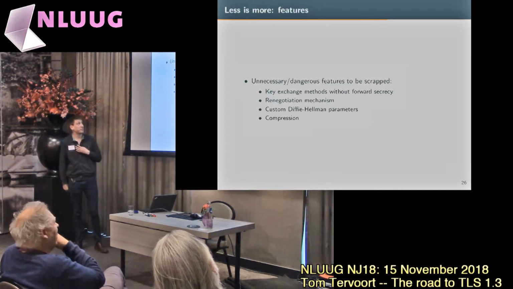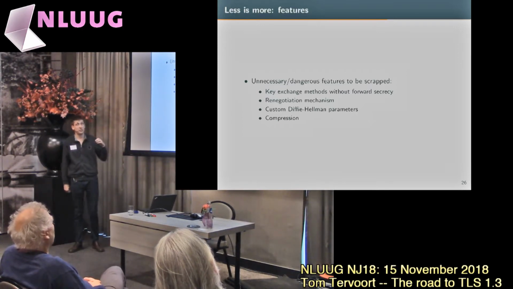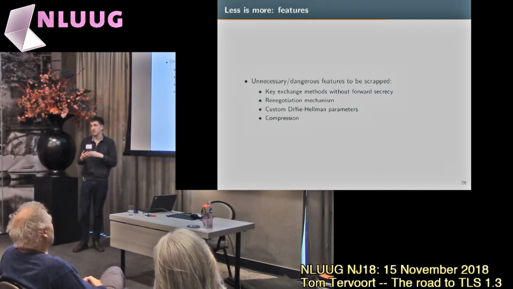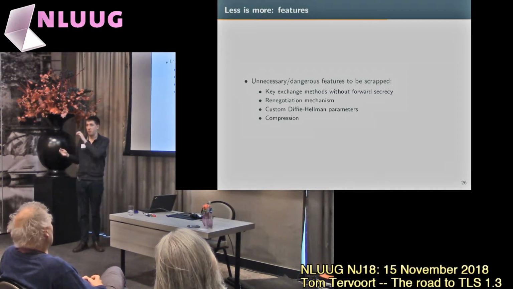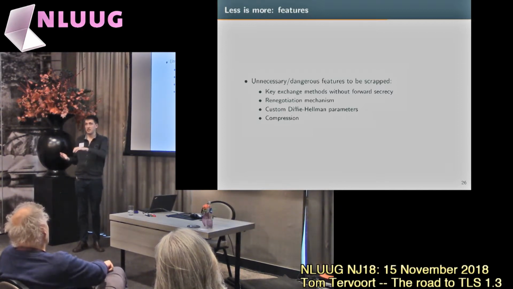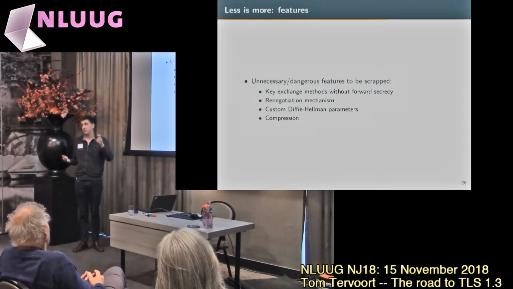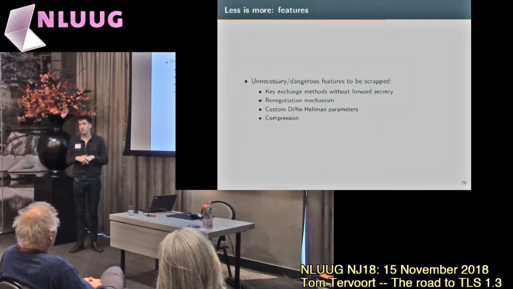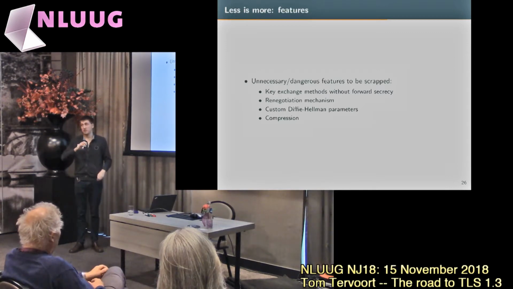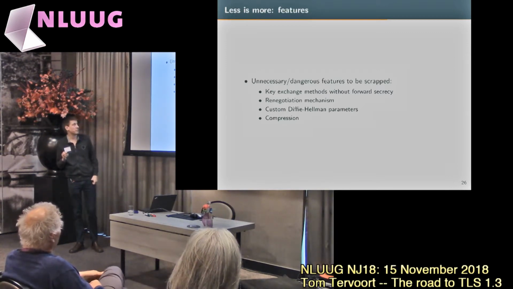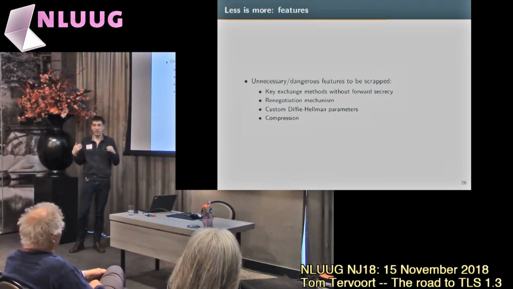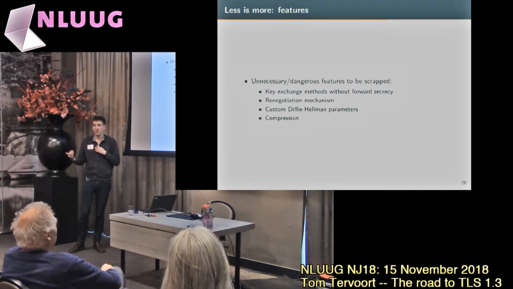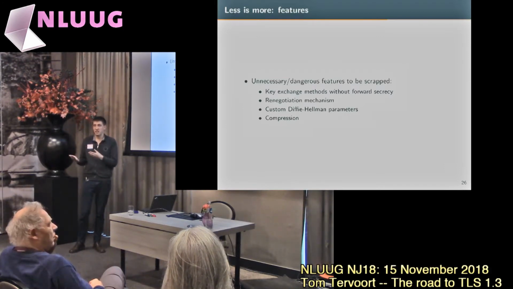So, for example, some features that were scrapped were key exchange methods that didn't provide forward secrecy. Forward secrecy means that if someone steals your private key at some point in the future, you can't decrypt everything that was sent using that key in the past. So now, even when you do this, you're not able to decrypt messages in the past. They removed complex renegotiation mechanisms that had some vulnerabilities. They gave clients less option to pick custom cryptographic parameters, which could be exploited for certain kinds of attacks and made the handshake more complicated.